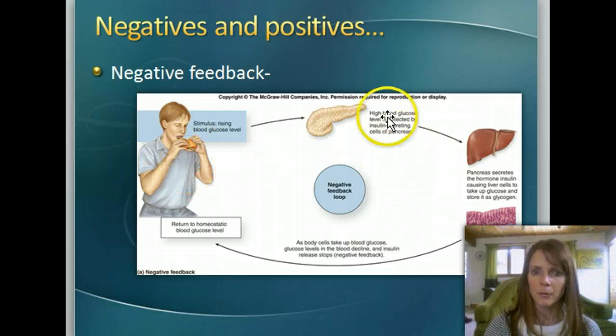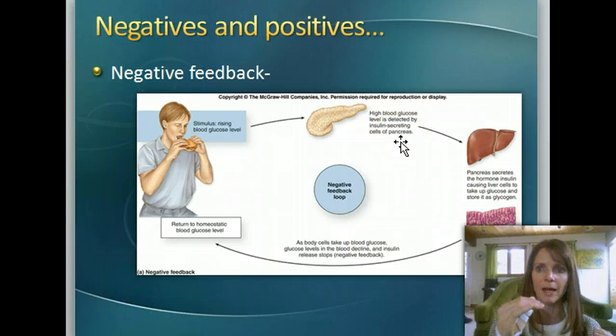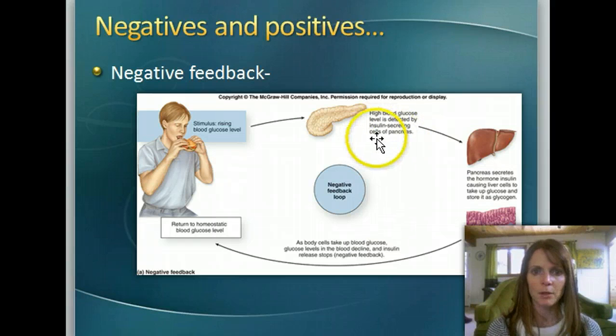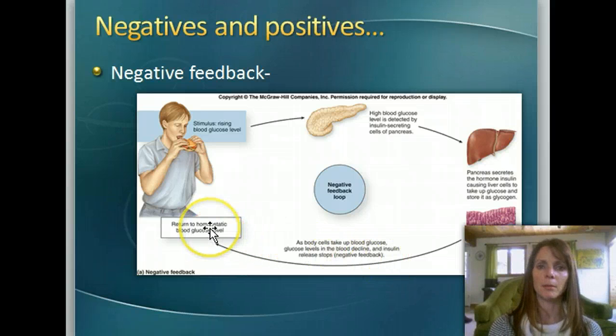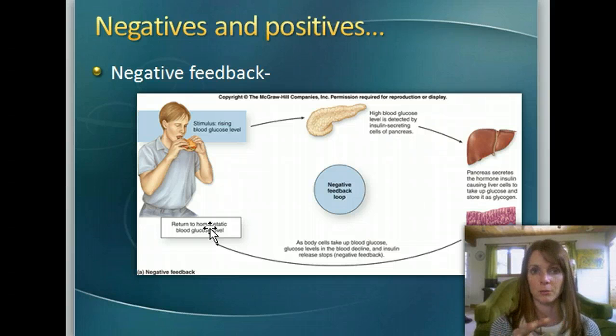But in normal people, we have the ability to release hormones that help bring that blood glucose level back down. High blood glucose levels are detected by the insulin secreting cells of the pancreas, okay? The pancreas secretes the hormone insulin, causing the liver cells to take up glucose, convert it and store it as glycogen. So it takes the glucose out of the blood and stores it, okay? And then as the body does that, the blood glucose level comes back to a normal place where it's supposed to be.